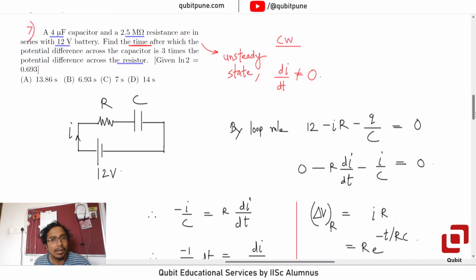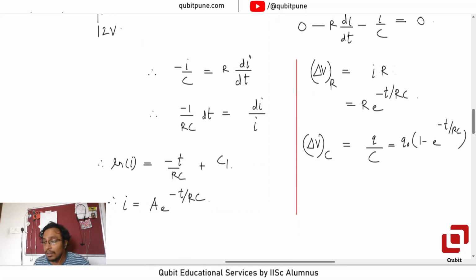Sir, we'll apply the loop rule for finding the initial current. One minute, yes, loop rule. Another, what are you saying? I'm saying Q naught is just another constant like A in the previous equations. Okay, value. So A will not come here.